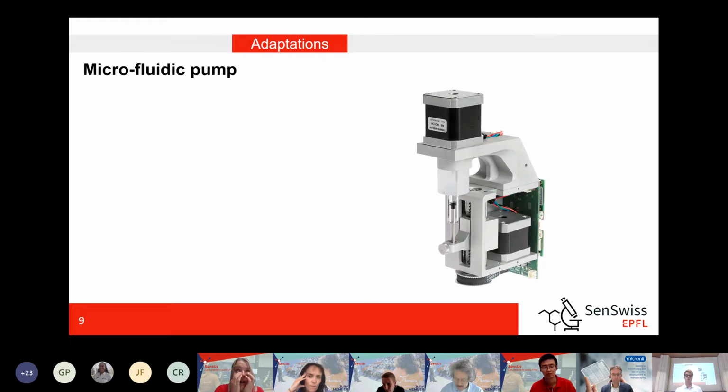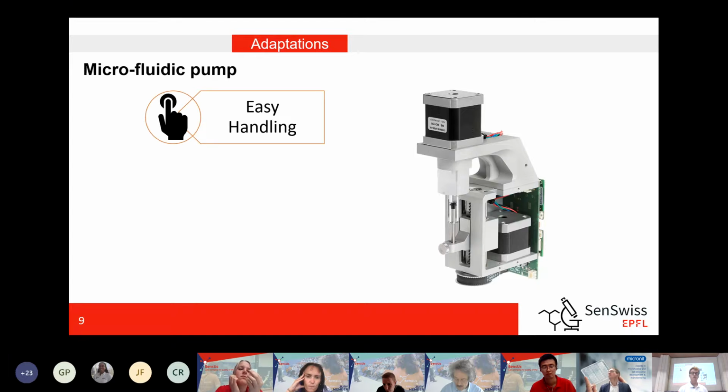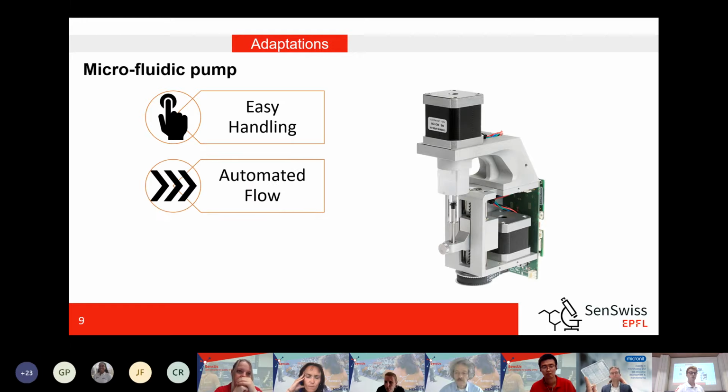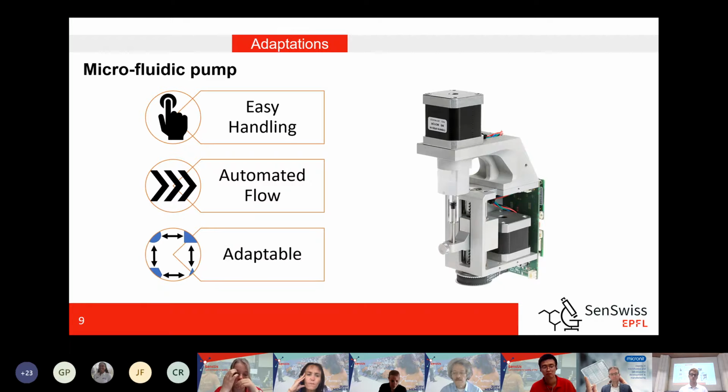Next, to automate this process, we used a microfluidic pump provided by our sponsors, AMF. This pump allowed us to very easily change the flow and also very easily decide the sample size, so the volume we were flowing over the chip. The flow was fully automated because we coded it, so we only had to press a button. And as I said, it's very adaptable.